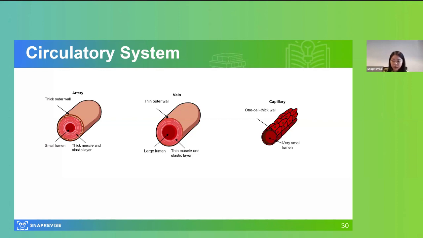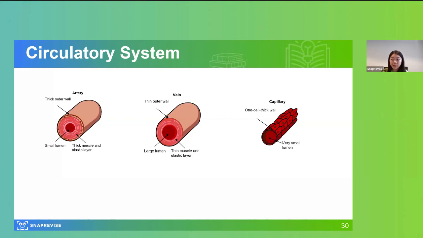So, I'll reiterate, to let you guys write this down if you want. It transports deoxygenated blood back to the heart. So for the artery, it was oxygenated blood away from the heart. Vein is transporting deoxygenated blood back to the heart. And this is at a low pressure.